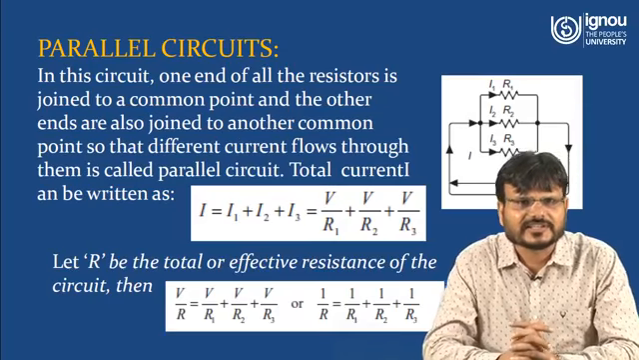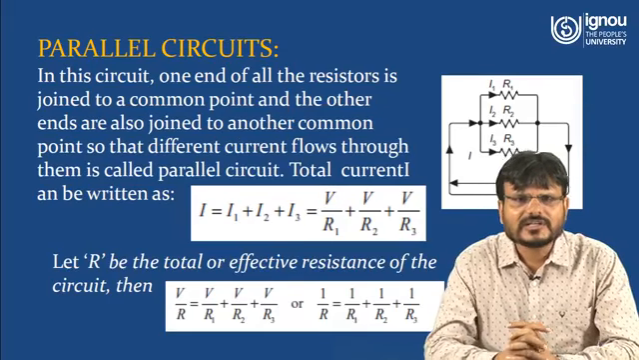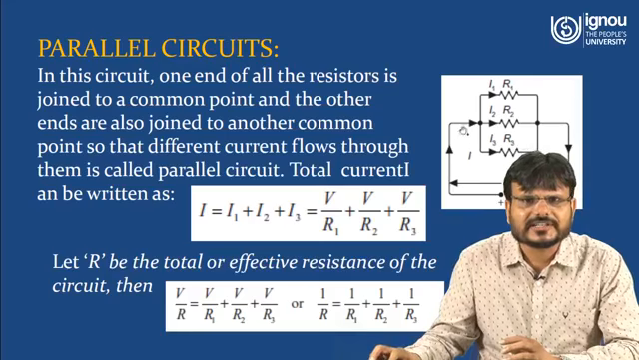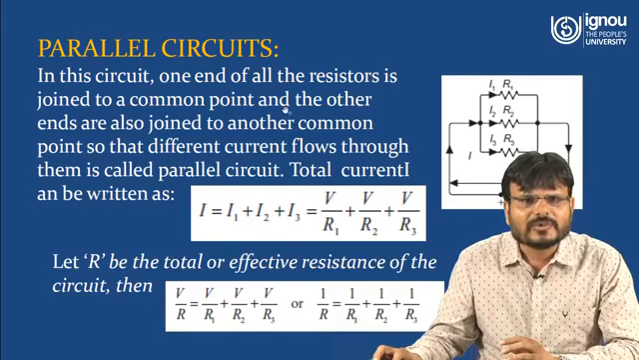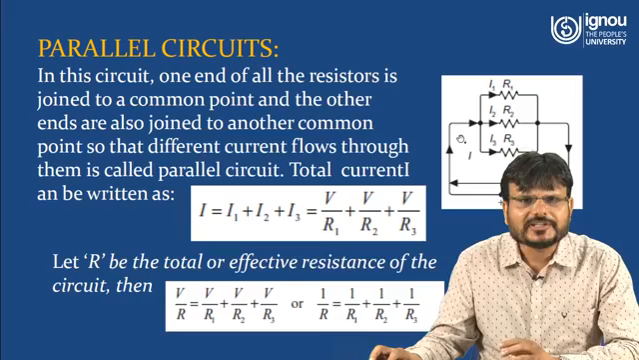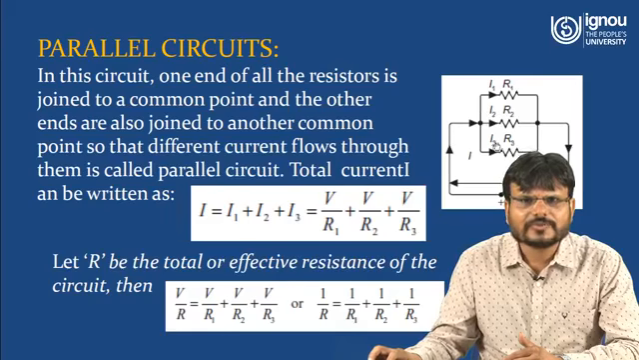Next is the parallel circuit. In this circuit, one end of each resistor is connected to a common point and the other ends are also joined to another common point. The different currents flowing through them make it a parallel circuit. The total current I can be written as I1 plus I2 plus I3. So I is equal to I1 plus I2 plus I3. This is the voltage V applied across this circuit, and the resistances R1, R2 and R3 are connected in parallel.